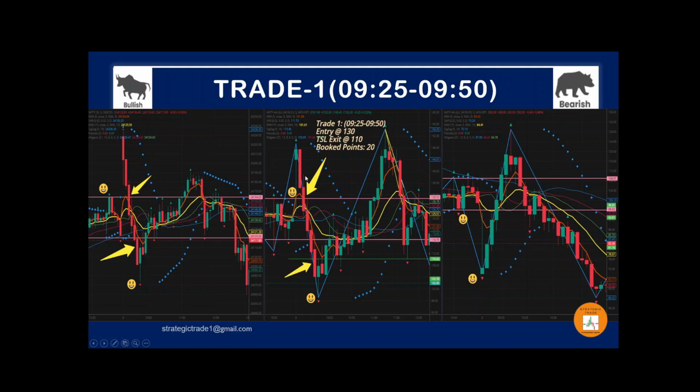Here, the first trade we trailed, and we booked around 20 points in the first trade. We entered at the 9:25 candle and exited at the 9:50 candle. So around 25 minutes we kept the trade.